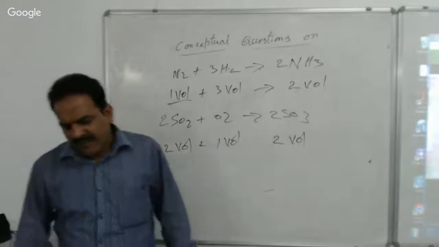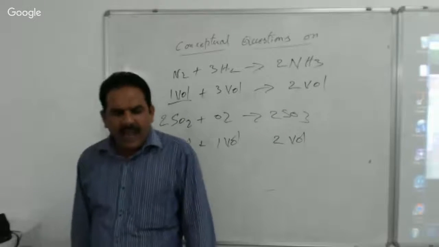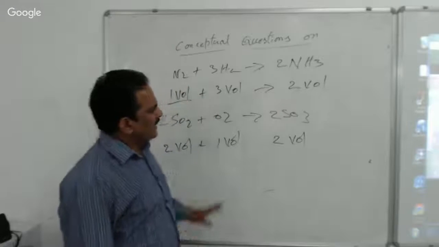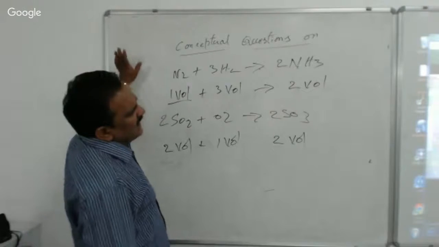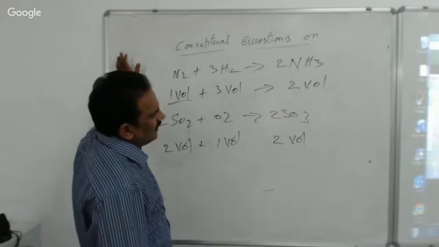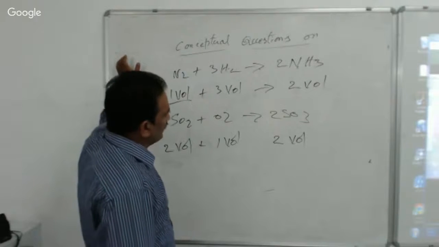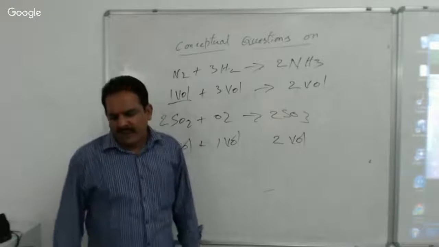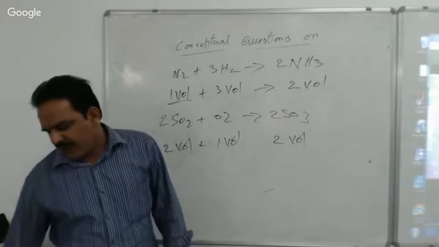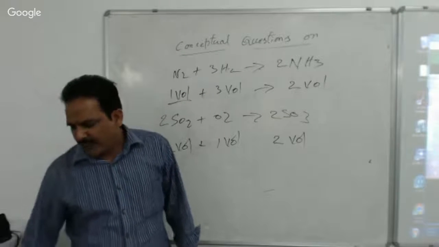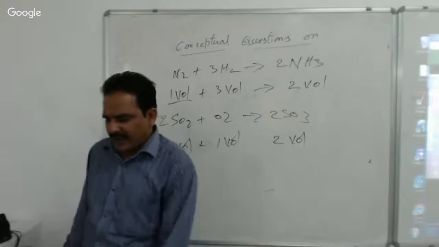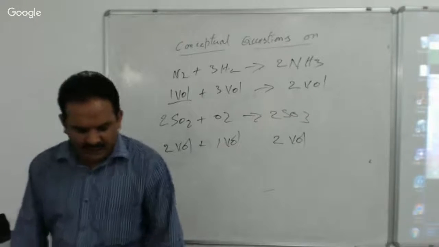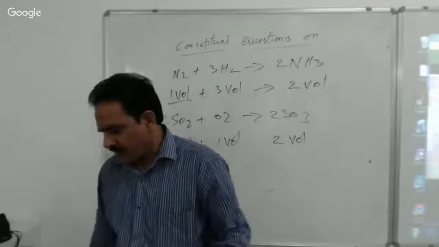Then finally, it's Avogadro's law, and you know it pretty well. Avogadro's law states that equal volumes of all gases under similar conditions of temperature and pressure contain an equal number of molecules. So these are the 4 laws generally followed by all chemical reactions. The laws of chemical combination are the laws followed by chemical reactions.